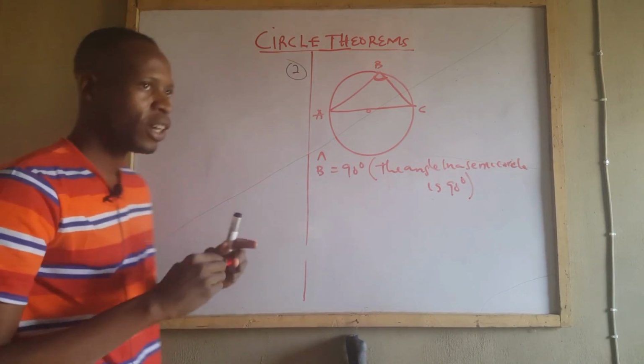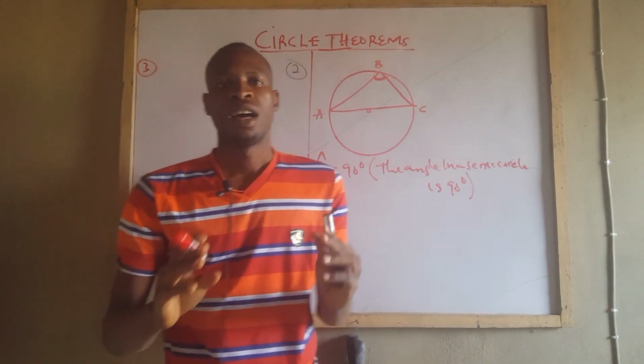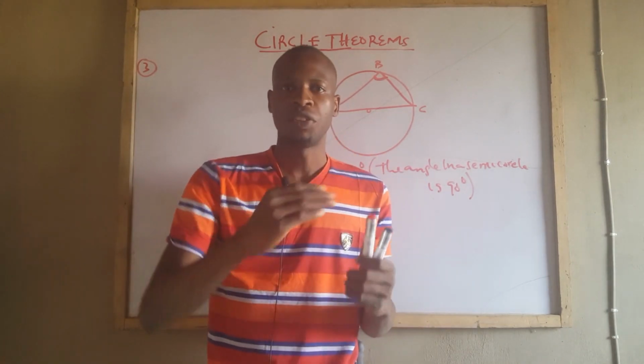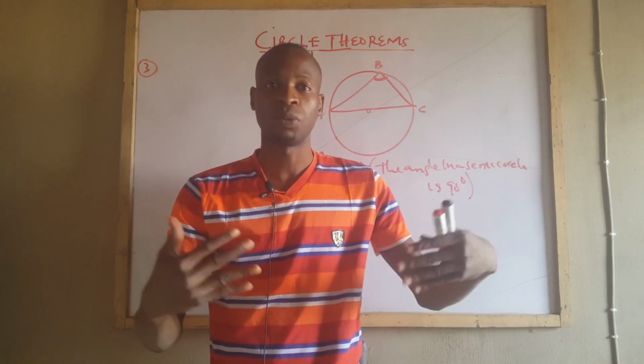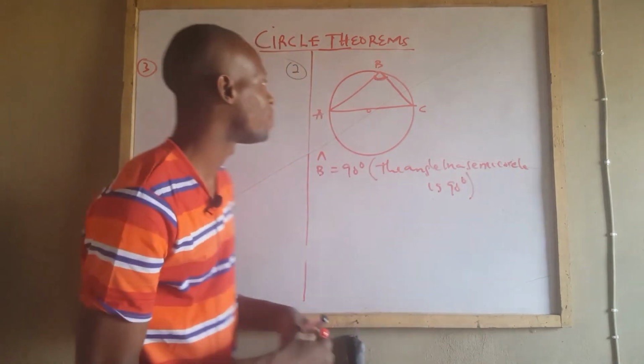Now the third theorem has to do with a quadrilateral. The opposite angles of a cyclic quadrilateral are supplementary. That simply means supplementary, they add up to what? 180 degrees. So now let's do that here.